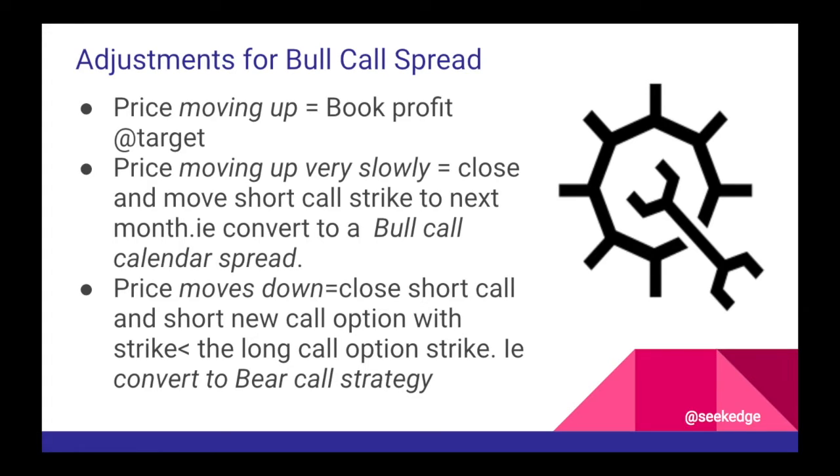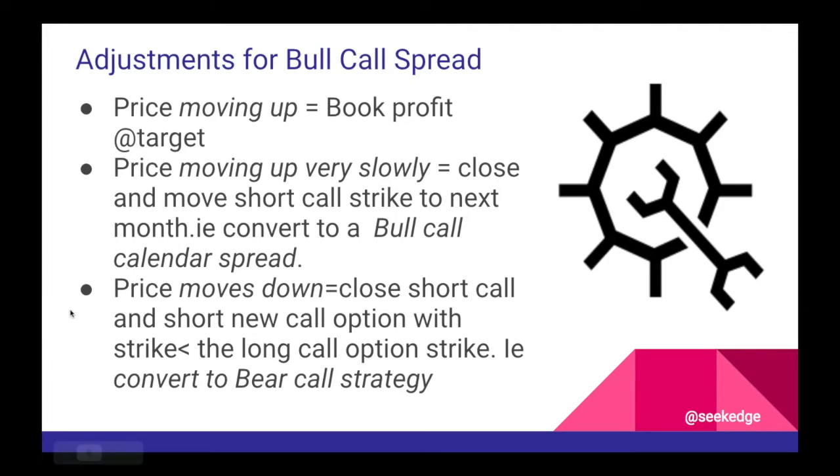And if the price is moving very slowly, what do we do? We can move that to the next month. That way we are converting the bull call into a bull call calendar spread. Calendar spread is nothing but, if you are taking the strikes of the next expiry, weekly or monthly, then it becomes a calendar spread. So if the price is moving very slowly, we can convert that. If you are taking a bull call spread for a longer period of time, on a monthly or something, and the price is not moving at all, then convert that into a bull call calendar spread. And if the price is moving down against what you expected, that is when the real adjustment is required.